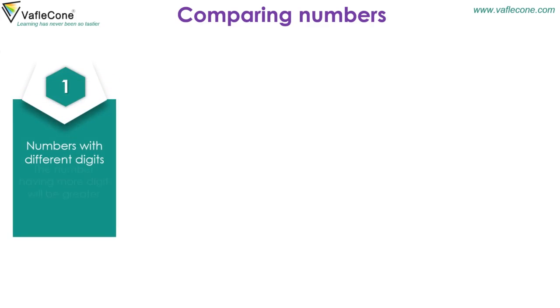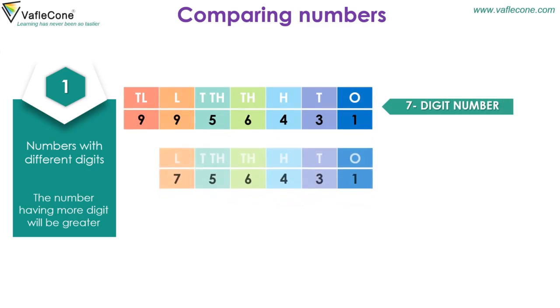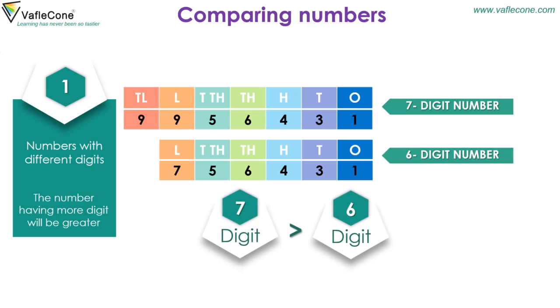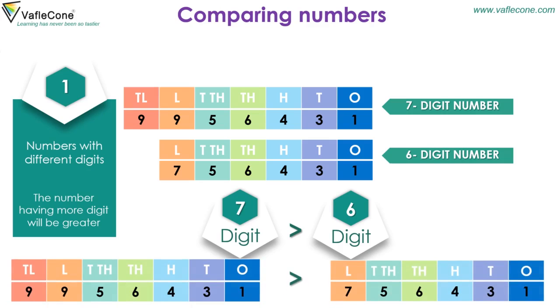Comparing numbers. Numbers with different digits. The number having more digits will be greater. 99,56,431 is a 7-digit number, whereas 7,56,431 is a 6-digit number, and a 7-digit number is greater than a 6-digit number. Thus, 99,56,431 is greater than 7,56,431.